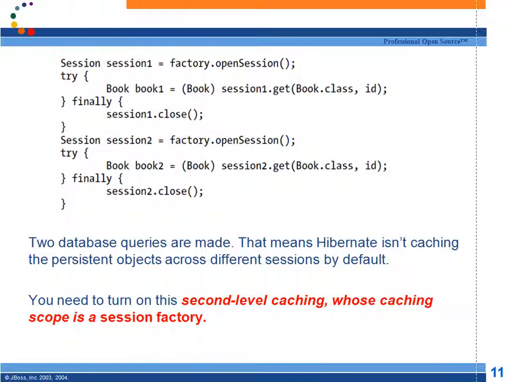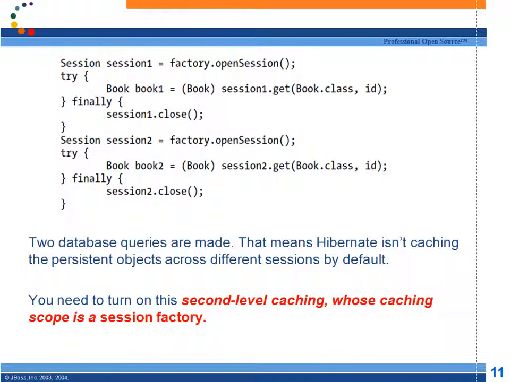Once I close the session, the objects present in first level cache will come to second level. Now again I am opening a session from the same factory. When I say session 2.get, it will see whether this book with this ID is present in first level cache. No, it's a new session. If it is not present in first level cache, it will see whether the book with the same ID is present in second level cache. Yes. So it will not fire a query, it will retrieve it from the second level cache. So if second level cache is enabled, we can reduce the number of queries.